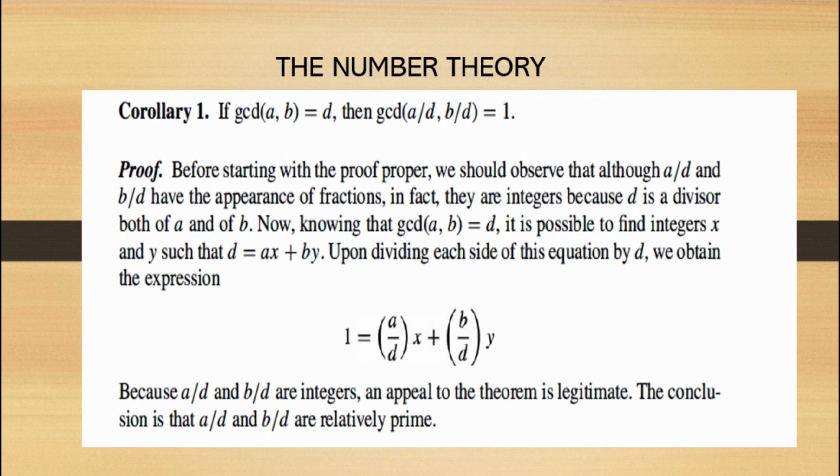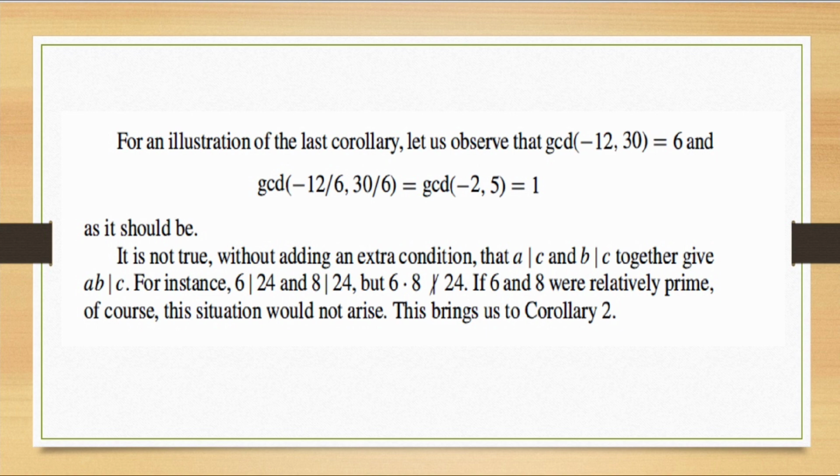For illustration of the last corollary, let us observe that the greatest common divisor of the two numbers negative 12 and 30 is equal to 6. And the greatest common divisor of the two fractions negative 12 divided by 6 and 30 divided by 6 is equal to the greatest common divisor of the two numbers negative 2 and 5, which is equal to 1, as it should be.